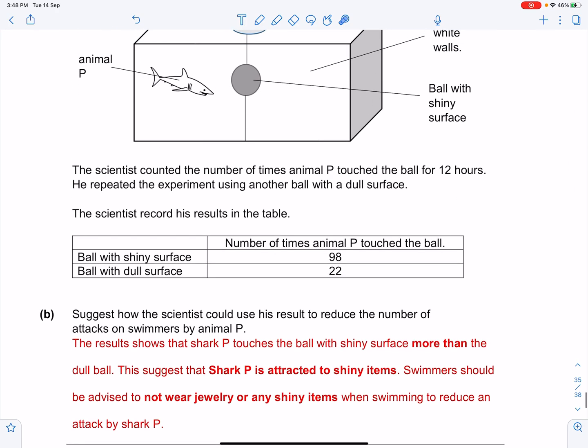All right, so this is another question related to the shark. They ask you, suggest how the scientist could use his result to reduce the number of attacks on the swimmers by animal P. Basically, remember, it's generating possibility, so you generate a solution. If you know that the shark is attracted to shinier objects, then you want to advise the swimmers not to wear any jewelry or shiny items. Then shark P won't attack.